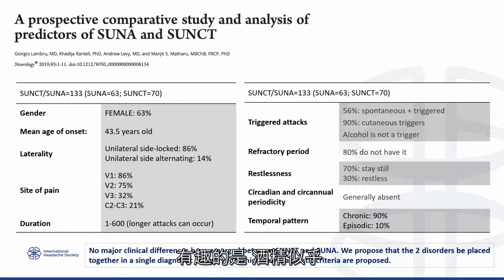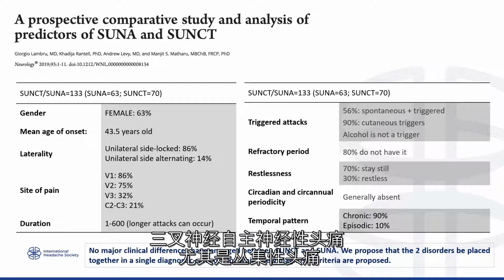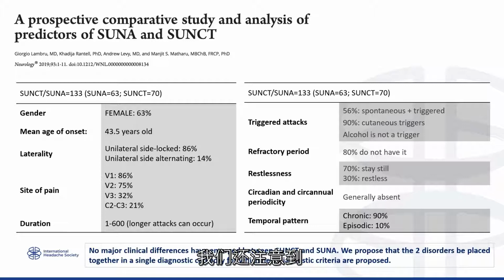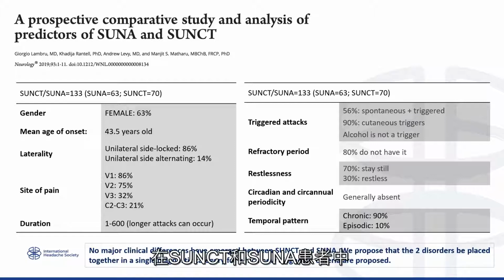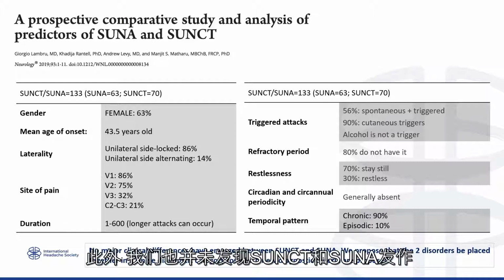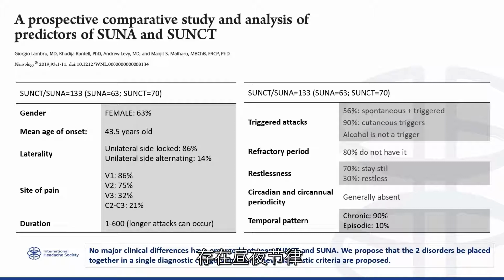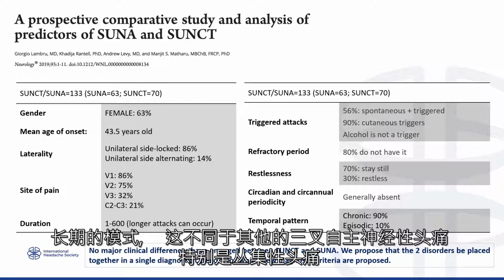Interestingly, alcohol seemed not to be a frequent trigger in SUNCT and SUNA, unlike what happens in some of the other trigeminal autonomic cephalalgias, especially cluster headache. We also noticed in our cohort that restlessness, which is a typical behavior of some of the other TACs, is not frequently associated with the painful attacks in SUNCT and SUNA. Indeed, the majority of patients prefer to stay still during an attack. We also did not find any clear-cut circadian or circannual periodicity of the occurrence of the attacks in SUNCT and SUNA. We've also confirmed in our study that SUNCT and SUNA seem to follow a chronic pattern, unlike some of the other TACs, especially cluster headache.